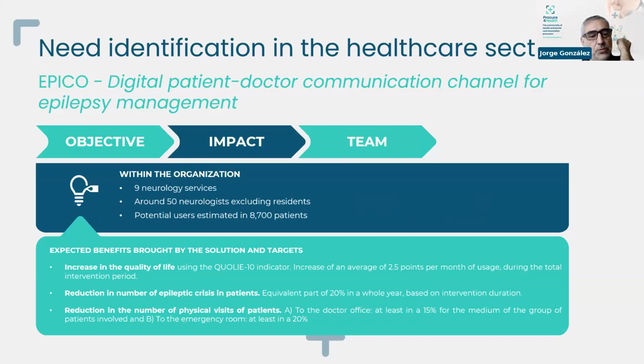So what we have is, in the Servicio Murciano de Salud, the impact that this solution could have is that there are 9 neurology services in the Murcia region. There are 50 neurologists, and the potential users are around 9,000 patients, right? So as I said before, these are the benefits of the solution, which if you think about it, is not a very complex solution. The technology is there, but the technology that's almost from the 20th century is not being used to put value to solve this challenge. Maria?